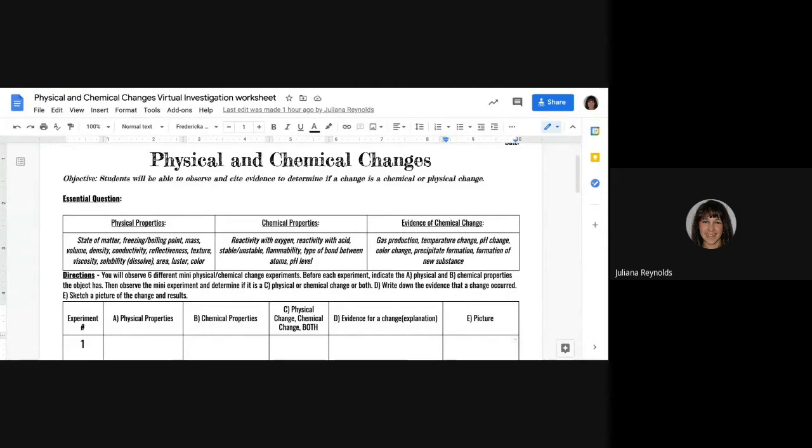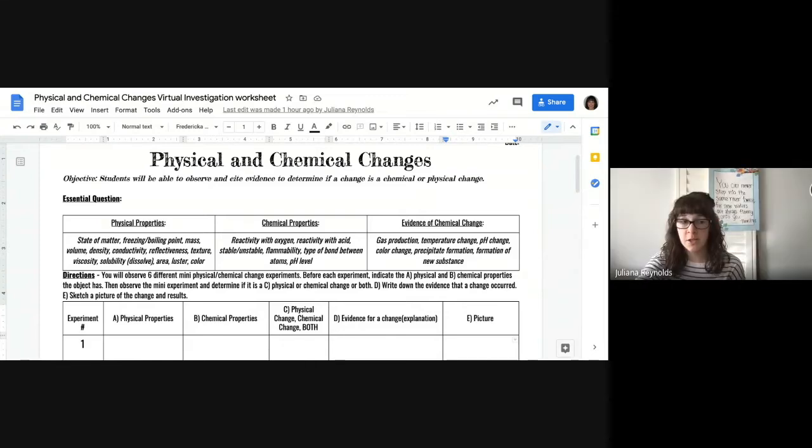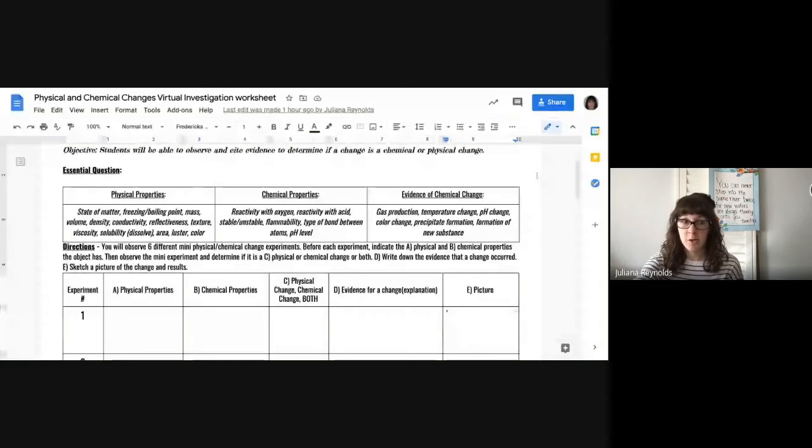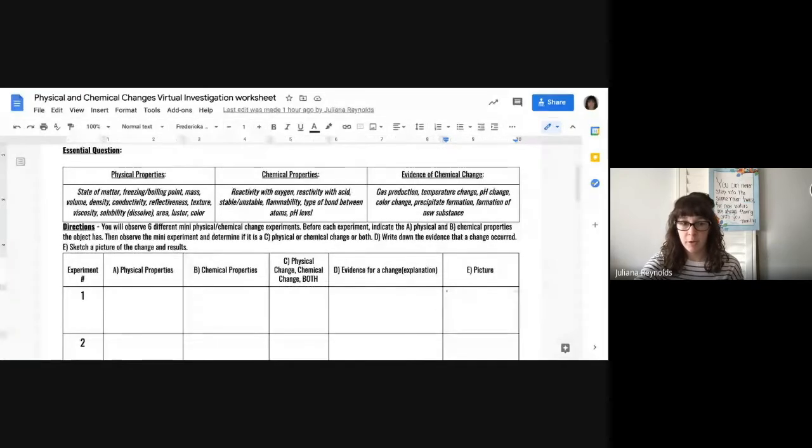Well, it looks like most of you are ready. So let's continue talking about this investigation. Underneath the space where you wrote your essential question, I've included a table to give you some examples of some physical and chemical properties, as well as some types of evidence, just to be a reference during today's investigation.